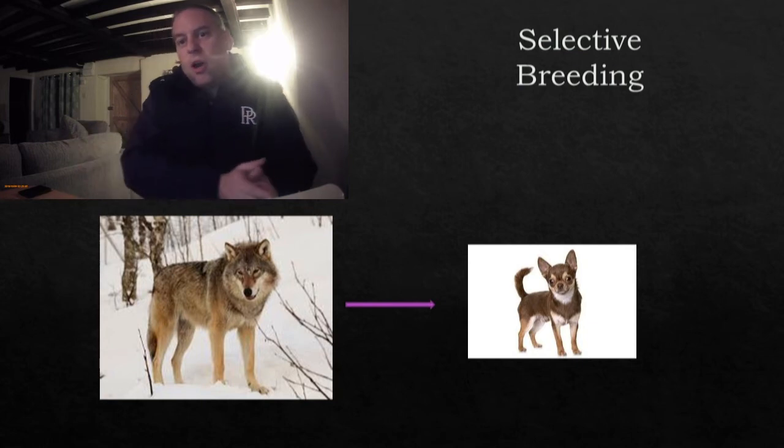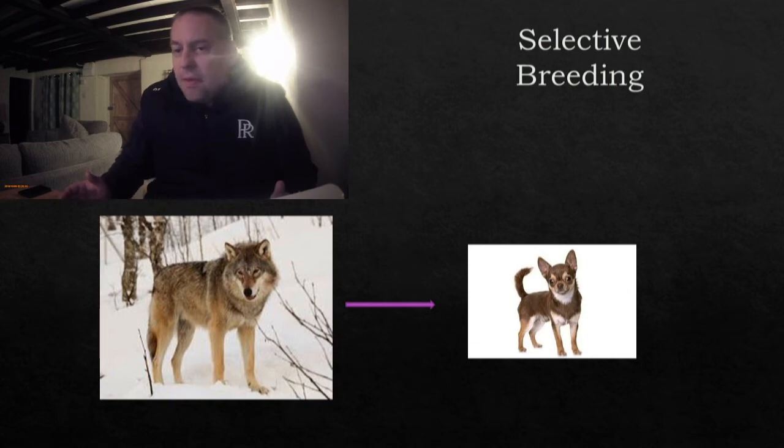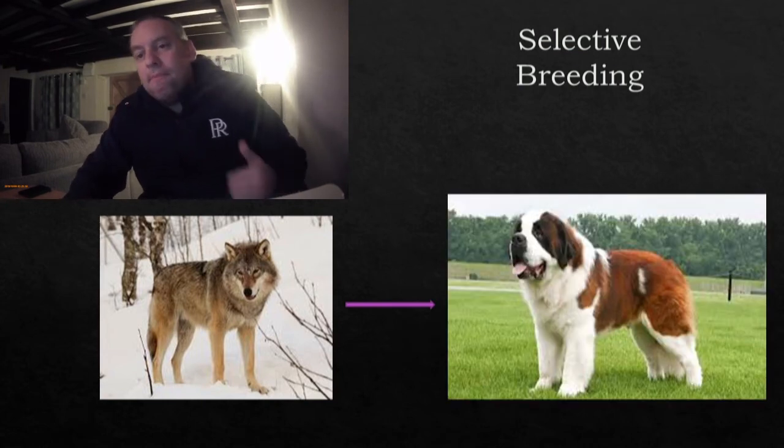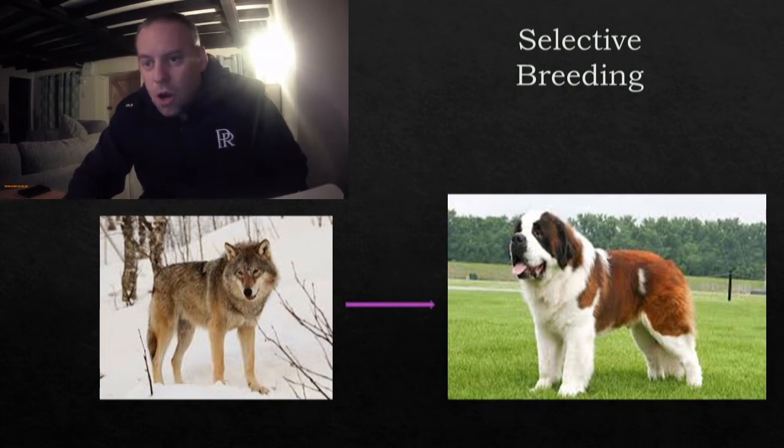And if you do that over thousands of years, then eventually the trait becomes more and more exaggerated until you end up with a very small dog. The reverse of that, if I mated the biggest examples of the wolves, then eventually we end up with a bigger dog.